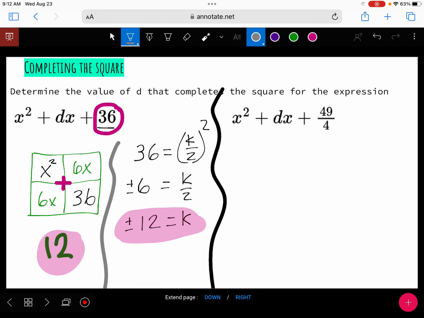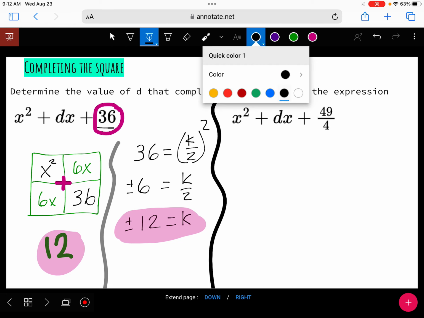So I took the 36 and said, I know this 36 is this piece. So we solved for k. K gives me plus or minus 12. That's telling me what's going into the middle. That one doesn't have a value yet. We're solving for it. Okay?